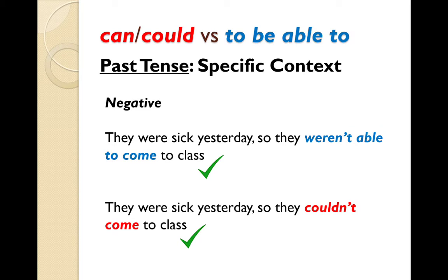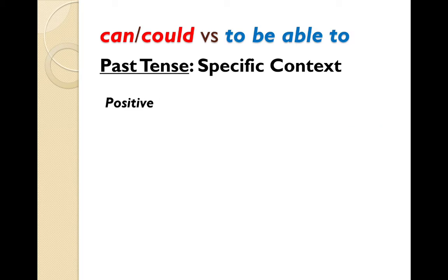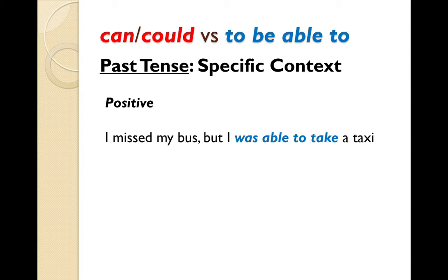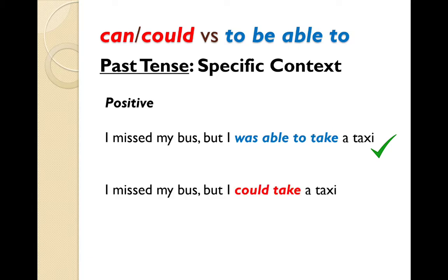Okay, but what if the phrase is positive? I missed my bus, but I was able to take a taxi. So this is correct. We're referring to one specific situation in the past. I missed my bus, but I could take a taxi. This is incorrect. Okay, so we cannot use could to refer to a specific context in the past. We can only use it when talking about general ability.